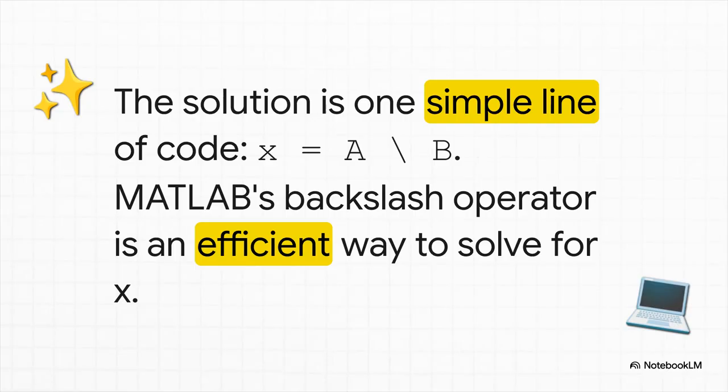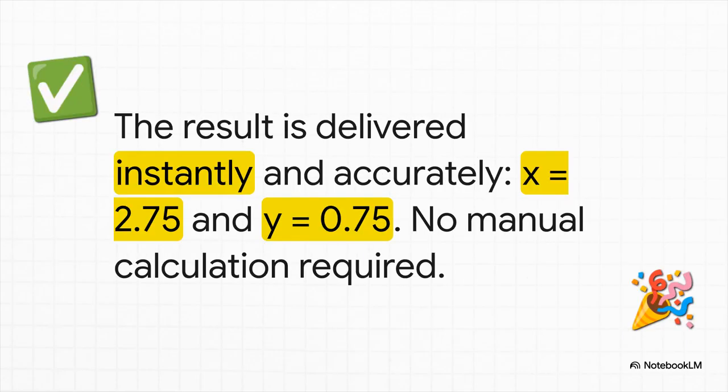And now for the magic part. All of that complex algebra, all that work, it gets solved with this one single line of code. You're not even telling Matlab how to solve it, you're just describing the problem. It handles all the heavy lifting. And just like that, you get the answer. X is 2.75, Y is 0.75. There's no manual calculation, no chance for a simple mistake, just a clean, fast, precise solution.